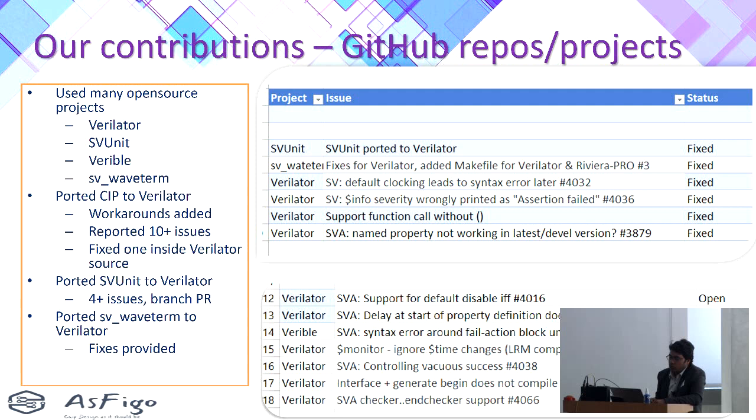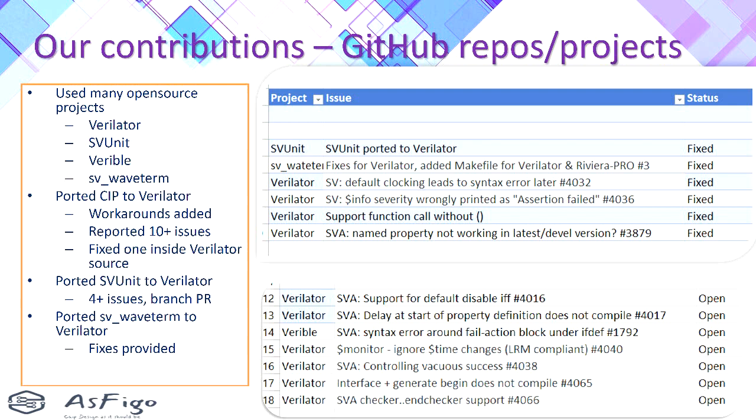We have done Verilator, SVUnit, and we explored Verible, that's Google's formatting and linting tool. We ported this checker IP, the plugin we have, to Verilator, and it works fine. We reported more than 10 issues, and fixed some of the simulator issues, like Verilator issues, and we ported SVUnit to Verilator, and we found more than 4 issues, and we branched to the ported repository, and we also ported SVWaveTerm to Verilator.